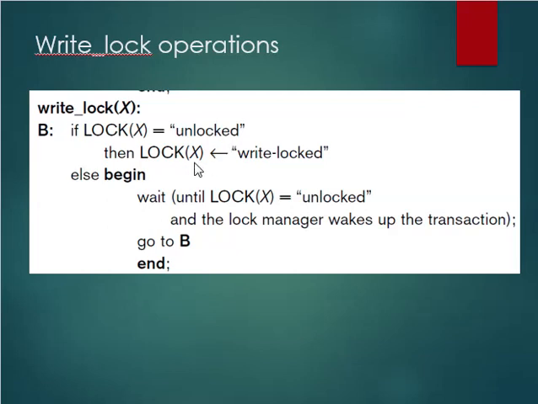So firstly it has to do write lock. Write lock you have to execute. Else, that indicates it is in some other state. If it is not in unlocked state, it indicates x is currently in write locked state or in read locked state. So the transaction won't get permission to access. It has to wait, so it will be waiting in this loop.